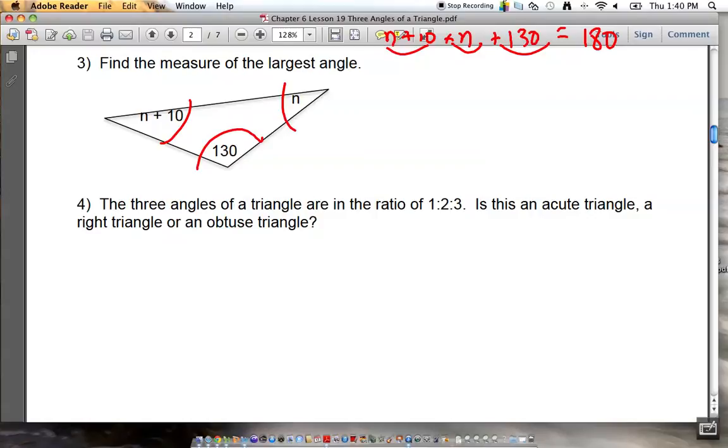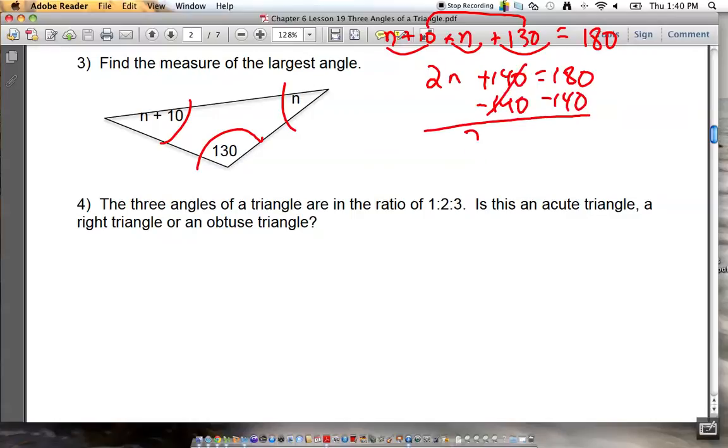Same side. So 1n plus another n is 2n. 10 and 130 is 140. Equals 180. Minus 140 from both sides. 2n equals 40. Divide by 2. n is 20. But does that answer the question?